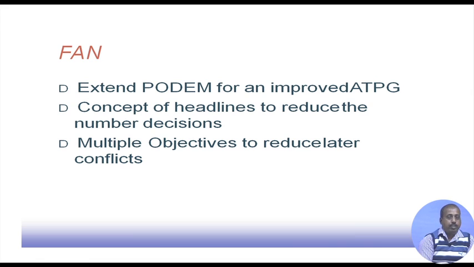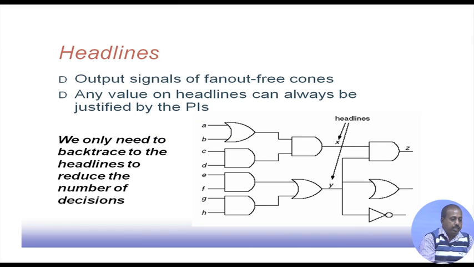Another extension of this PODEM algorithm is the FAN algorithm. FAN is a much more improved ATPG. It actually uses a concept known as headlines. Headlines are used to reduce the number of decisions, and multiple objectives are used to reduce later conflicts. So what is a headline? A headline is nothing but a fan-out free cone. So this is a fan-out free cone, and we have this y also as another fan-out free cone. So these are the fan-out free cones x and y.